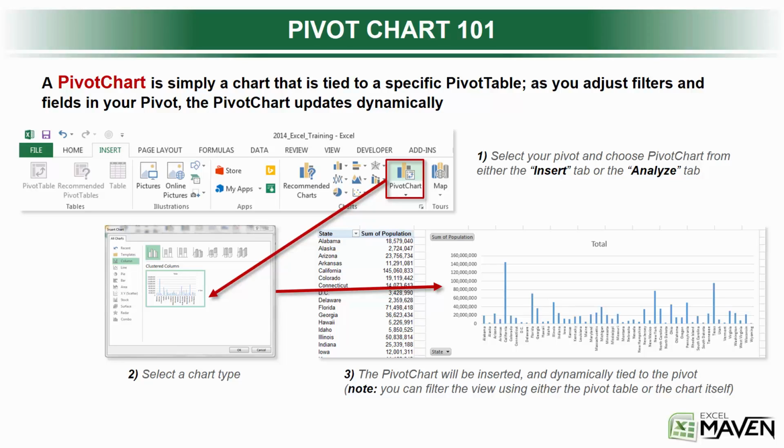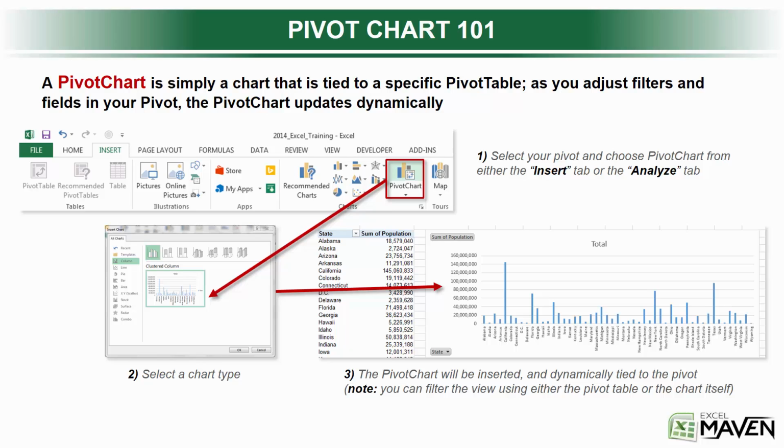All right, welcome to section 6, pivot charts. Now I want to give you a quick intro and set some expectations before we dive in. Basically, pivot charts operate exactly like normal charts in Excel. You've got your same chart types, same formatting options, same tools. The only difference is that pivot charts are dynamically tied or linked to a specific pivot table.